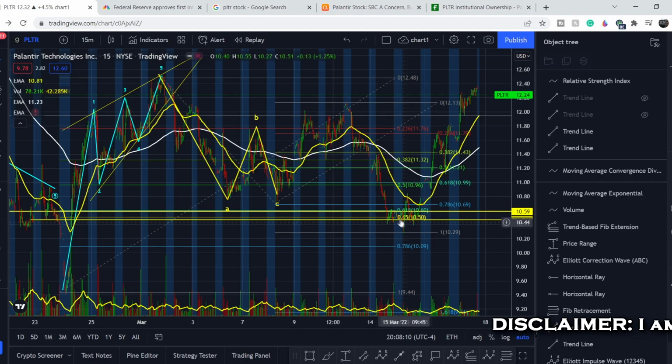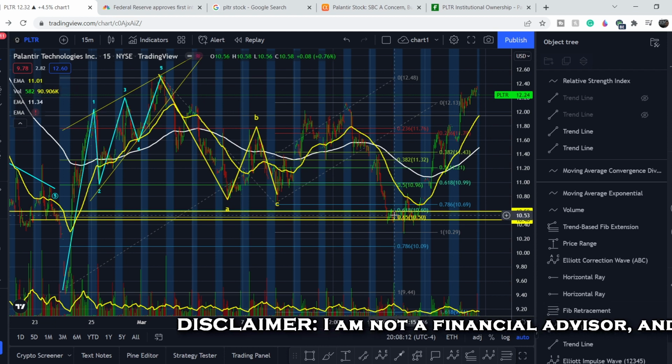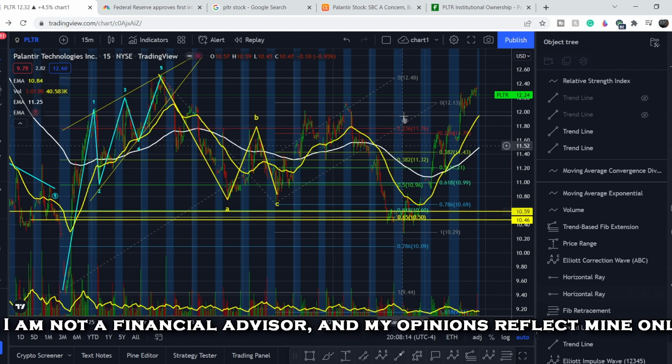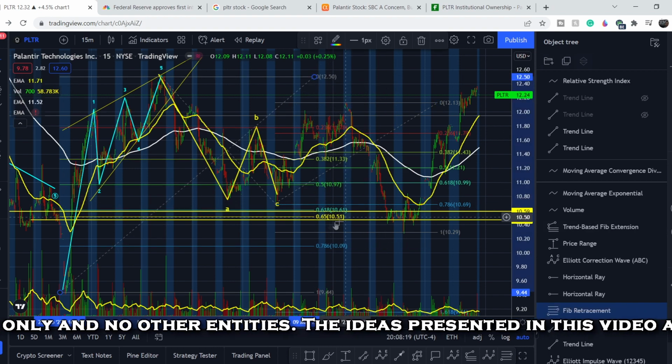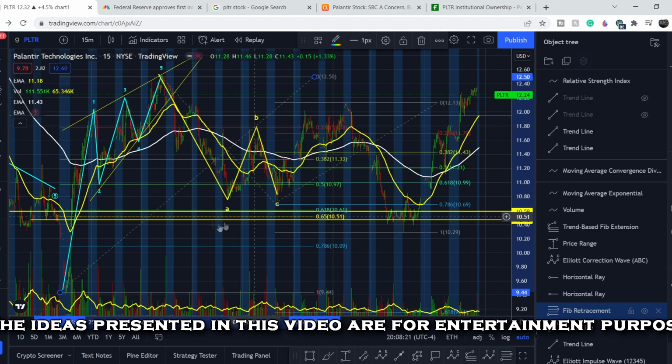So let's start with the price chart. I made my previous video right here at this point and I told you that we hit the golden pocket pattern, and let me show you that it is the range in between 0.65 and 0.618 Fibonacci retracement levels.